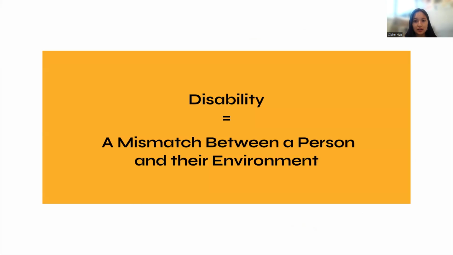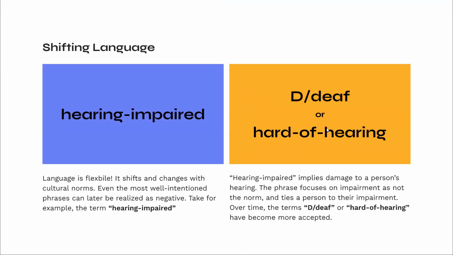All right. Disability does not equal a mismatch between a person and their environment. Oh, sorry, it does equal. Oh my goodness. Disability does equal a mismatch between a person and their environment.